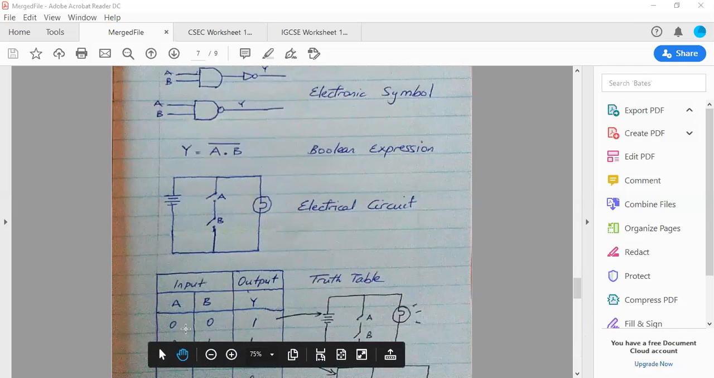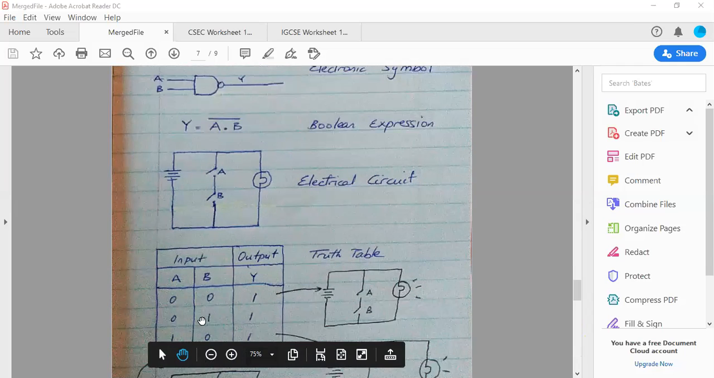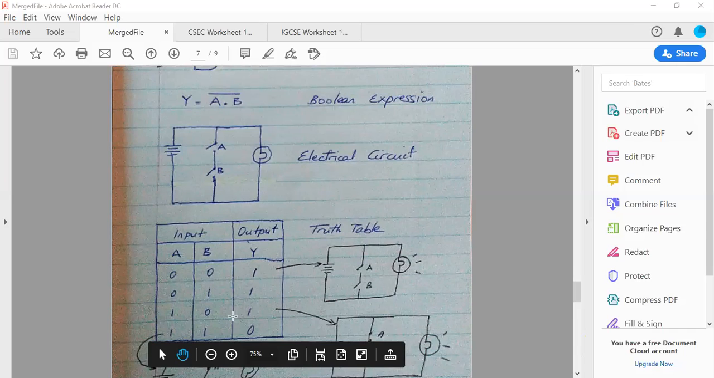So, for example, 0 multiplied by 0 is 0. The opposite, because of this bar here, we use it as the opposite. The opposite of 0 is 1. 0 multiplied by 1 is 0. The opposite of 0 is 1. 1 multiplied by 0 is 0, and the opposite of that is 1. 1 multiplied by 1 is 1. The opposite of 1 is 0.